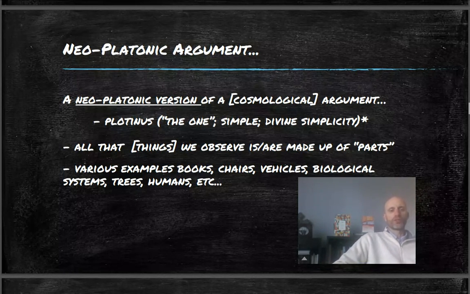Now, let's get into it. All things that we observe are made up of parts, right? So we have all sorts of examples of this. Again, this first proposition, that all things that we observe are made up of parts. If that's true, then virtually anything of our experience, Feser would even say it this way, all things within our direct experience, are composed of parts. So you're not just going to have a few examples. It's just anything we observe, anything that we have direct experience with.